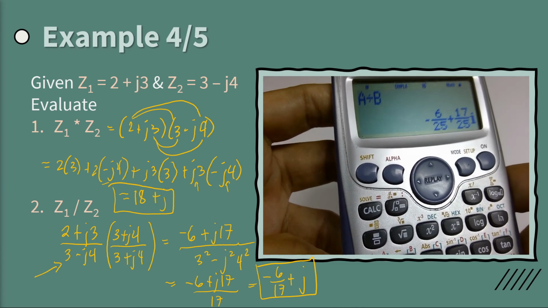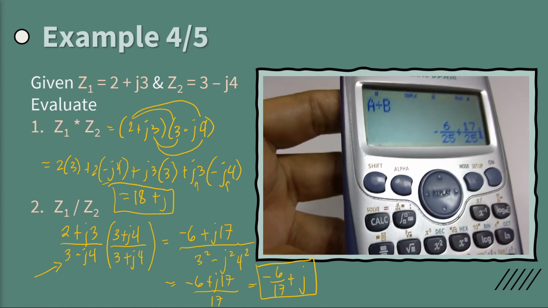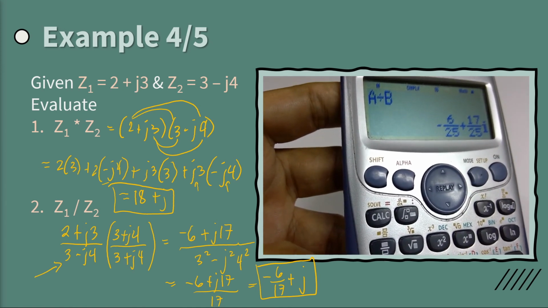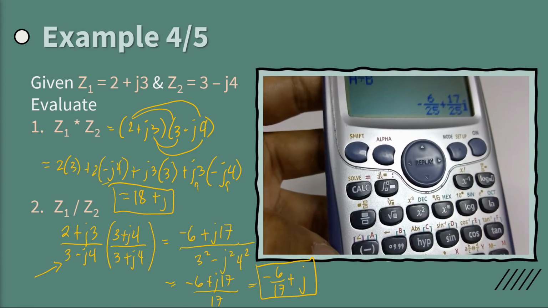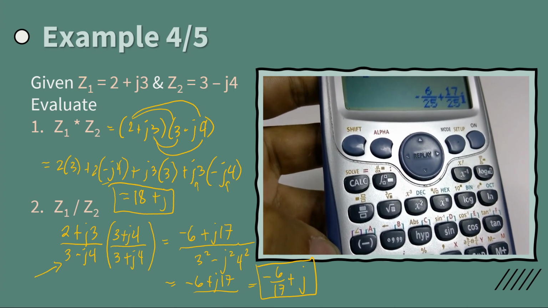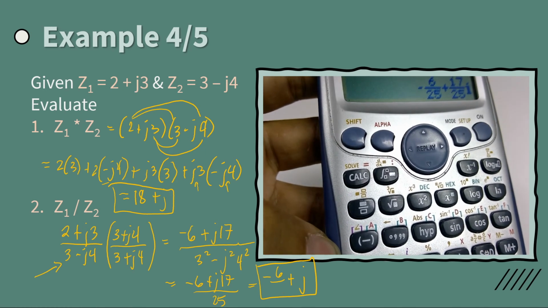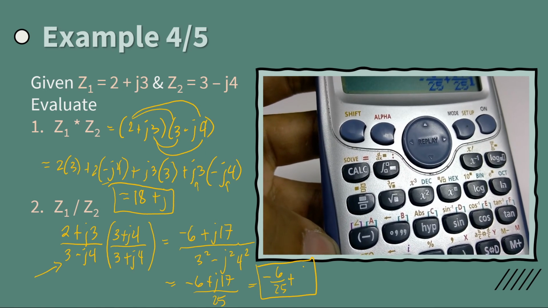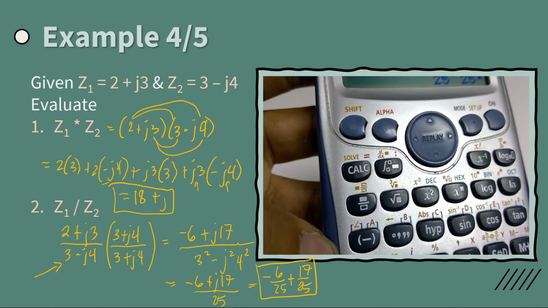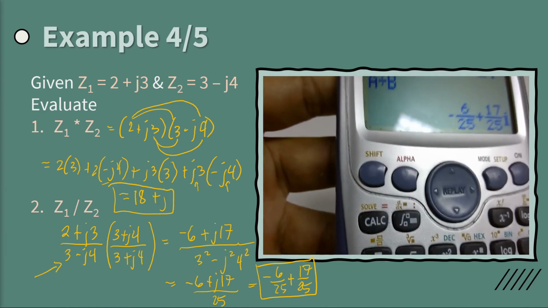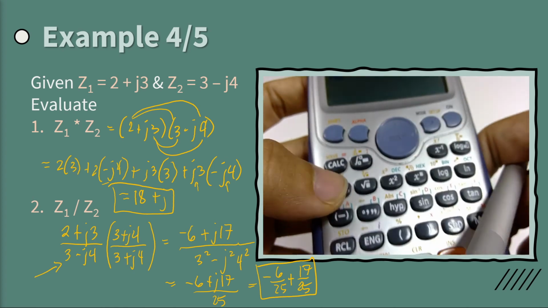Sorry, I think we made a mistake in our solution. Going back, this should be 9 plus 16. Sorry, 9 plus 16 should be 25. Oh no, so we made a mistake there. Let me check this one. This is 25, so sorry for that. So this should be 25. Then j, so 17 over 25.